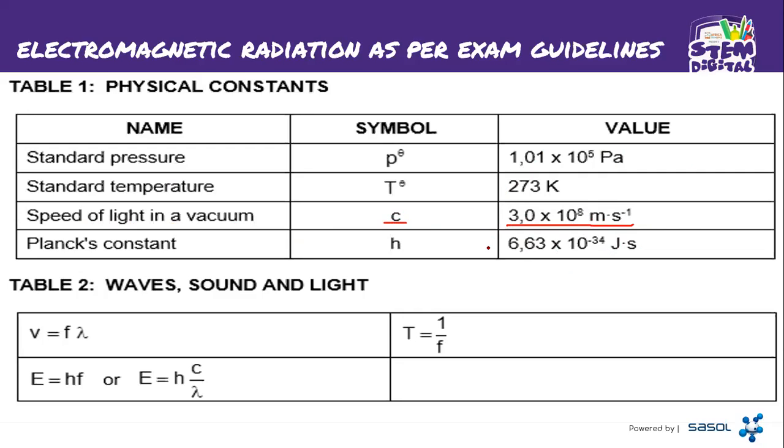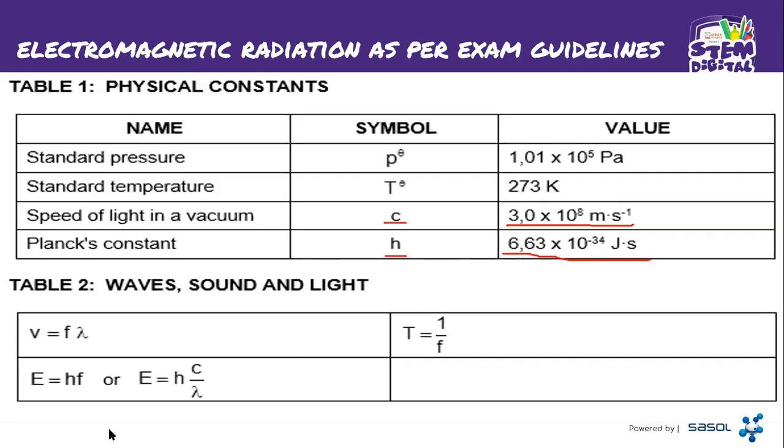So given a formula, you must know that when you want the value of C, you will definitely get it from the data sheet. And then the Planck's constant, it's H, and its value is 6,63 times 10 to the power of negative 34 joule seconds. And we also get it from the data sheet.